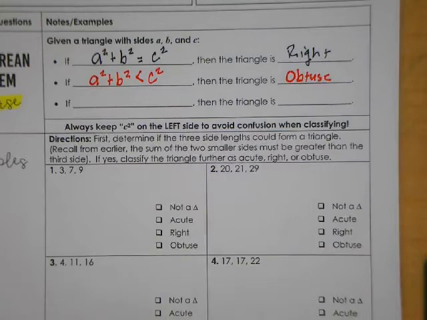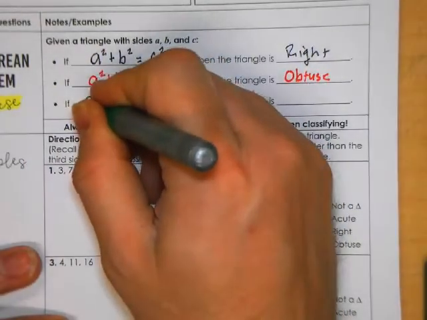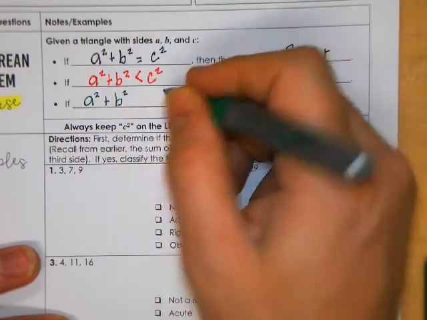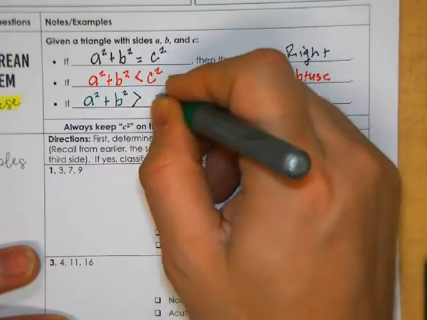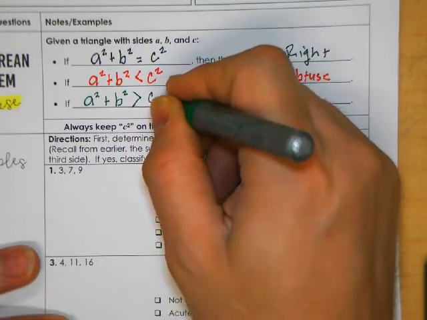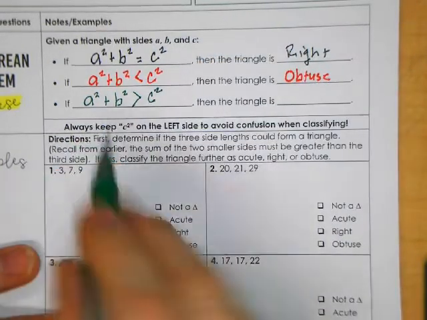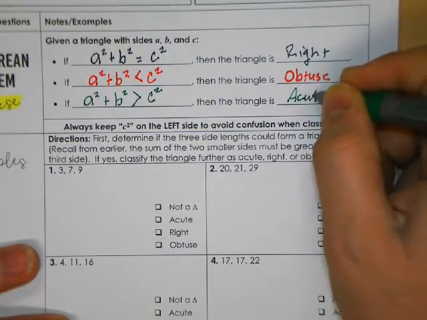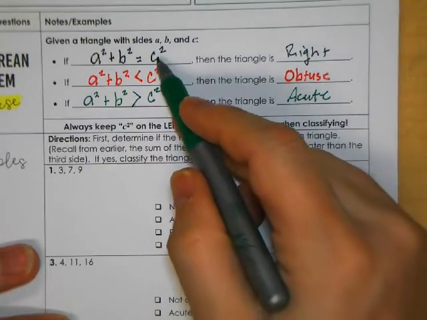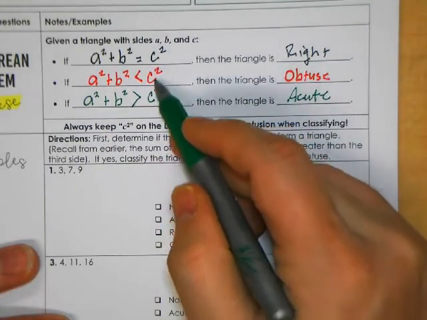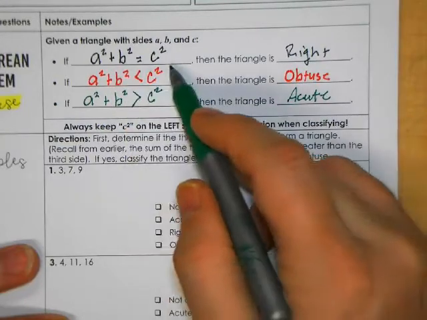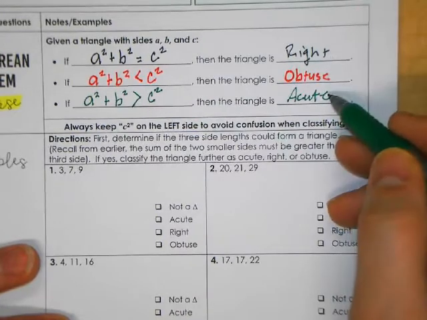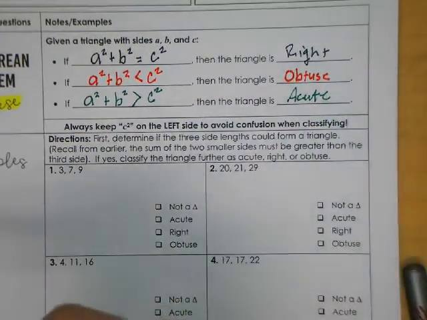And the other way of writing it is that if the sum of the two smaller sides squared is greater than the third side squared, the third side is less than the sum of the squares of the other two sides, then that means the triangle is acute. So personally, I like to think about what the third side is going to be compared to the other two sides. Is it equal to, greater than, or less than? And that's how I determine whether it's going to be right, acute, or obtuse.